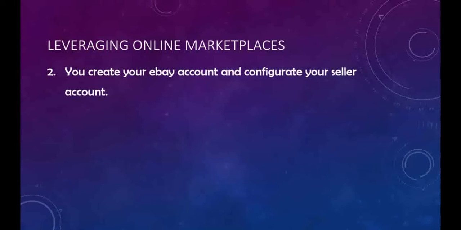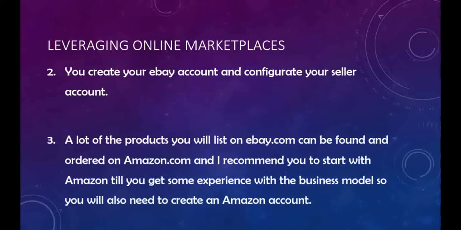Now, the second step would be that you need to create your eBay account and configure your seller account on ebay.com. You will have a seller account, and I will show you exactly how to do that, okay? How your seller account should look like and how it should be configured. Then the first step would be the fact that a lot of products you will list on eBay can be found and ordered on Amazon.com. And I recommend you to start with Amazon till you get some experience with the business model. So you will also need to create an Amazon account, okay?